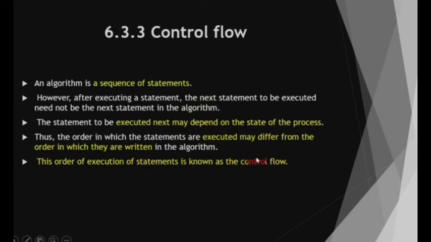That is, we can control the execution of the statements, which one is to be executed next. Based on the state of the process, you have to decide which statement is executed next. That is known as control flow. The control jumping from one part of the program to another part is known as control flow. One part of the algorithm to another part, that is known as control flow.